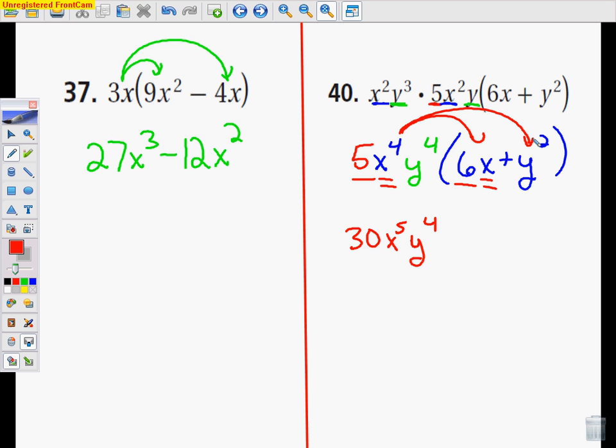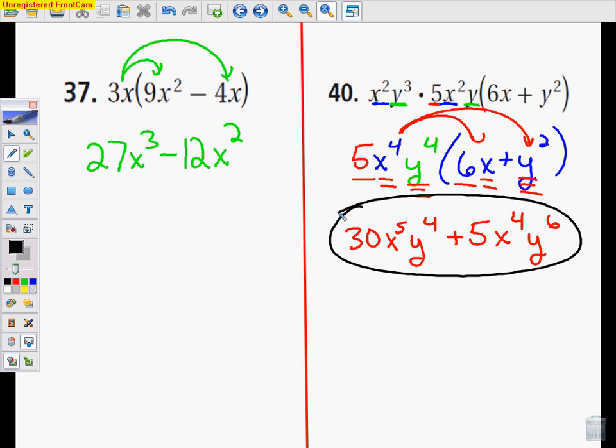So we don't have a coefficient, so we're just going to keep the +5. We don't have an x value in that one, so we'll keep the x to the fourth. And y to the fourth times y squared is y to the sixth. And there's our final answer there.